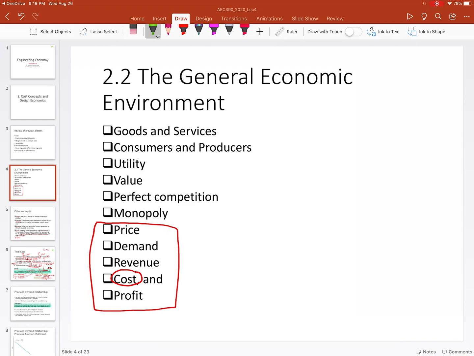Then we have learned these important languages, the terms we're going to use in this subject. Also very important are the price, the demand, revenue, cost, and profit. Those are the 5 concepts we need to understand. Second, we need to know how to calculate them. The whole subject of engineering economics is built around these 5 concepts.